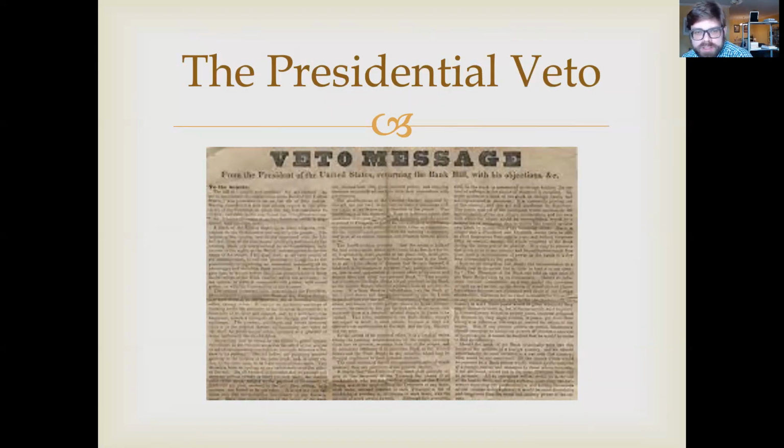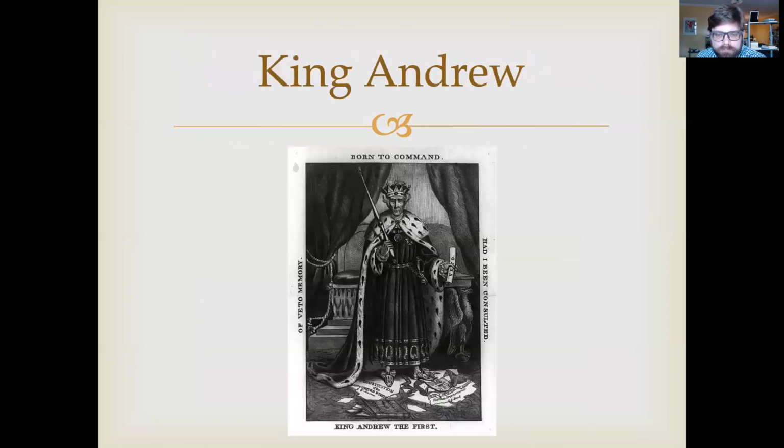Andrew Jackson changes this and uses the presidential veto as a political weapon to veto things he doesn't like, whether or not they're constitutional. And this is just one example of many ways that Jackson consolidated power in the president to try and pull it away from Congress and the court system. And his opponents derisively referred to him as King Andrew.